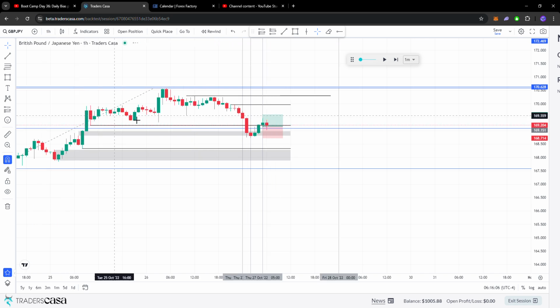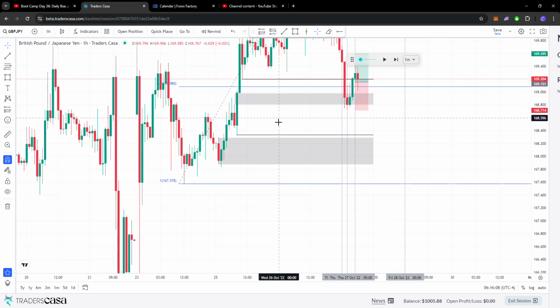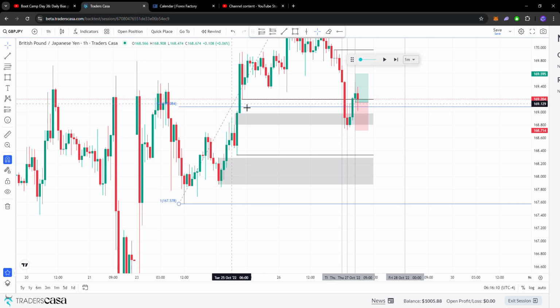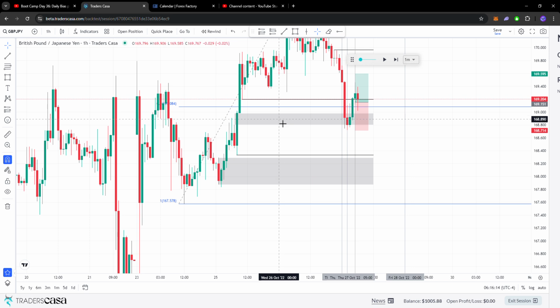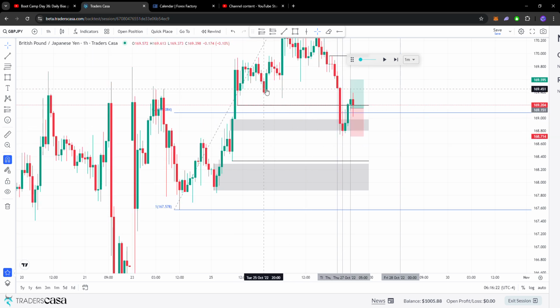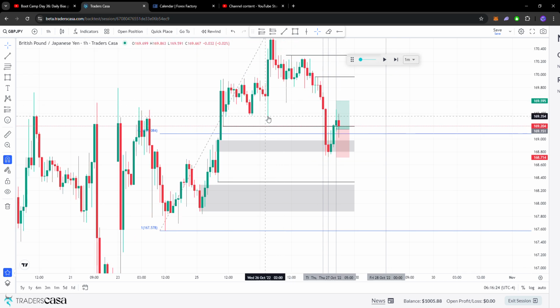and 1 hour. We have this fair value gap marked out, we see it closes through it, so I took that off. This 1 hour fair value gap here as well, I've marked out. Price comes into it, takes out this liquidity, this liquidity, this liquidity, take off.